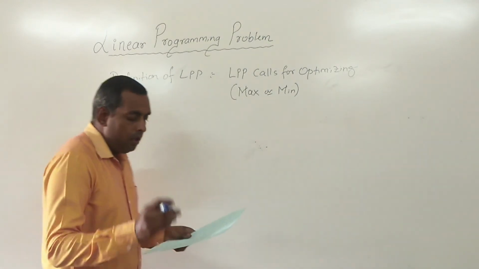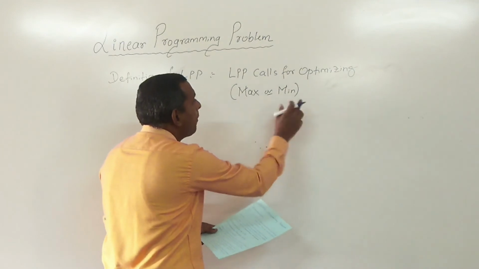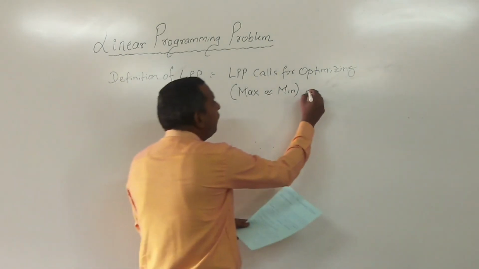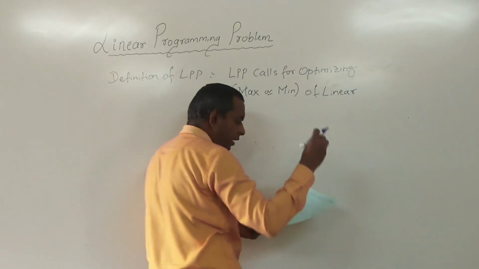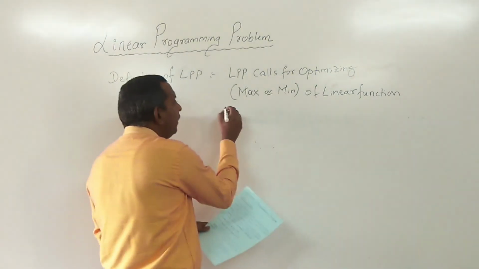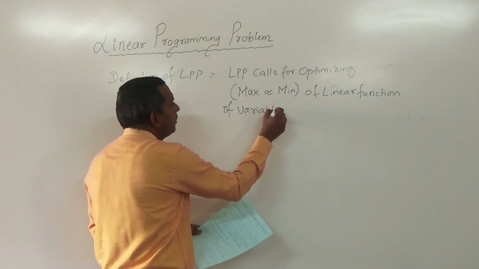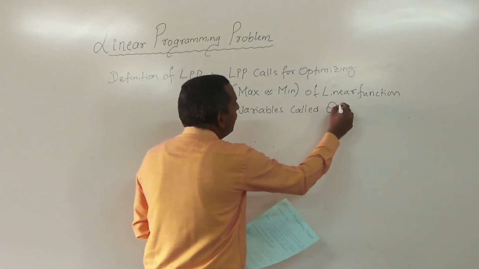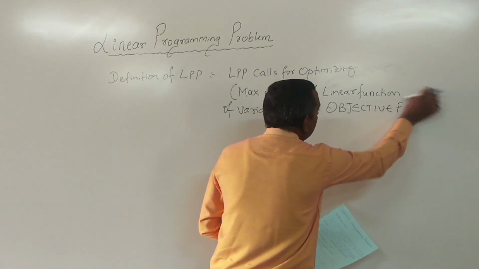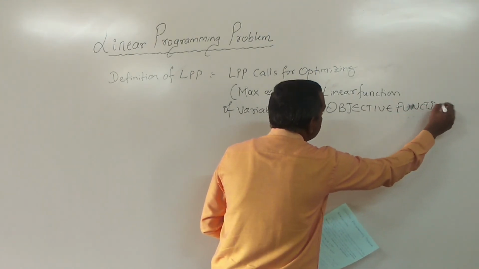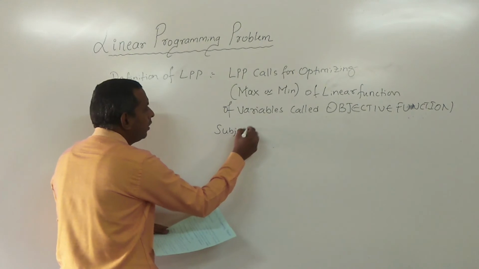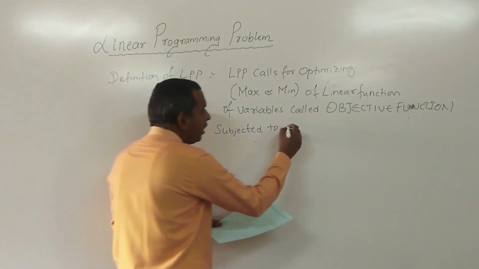So what does LPP call for? Optimizing, that is minimum or maximum, of a linear function of variables, called the objective function, subjected to constraints.